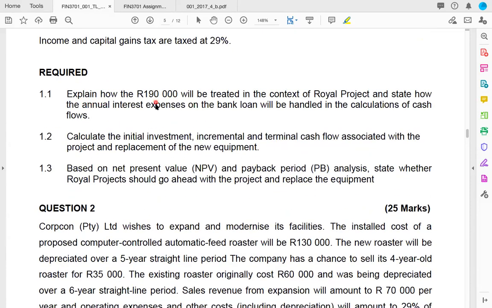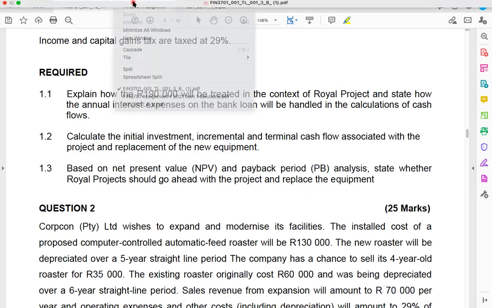Okay, so question 1.1 says, explain how the 190,000 will be treated in the context of Royal's project and state how the annual interest expense on the bank loan will be handled in the calculations of the cash flows. 1.2, calculate the initial investment, incremental and terminal cash flow associated with the project and the replacement of the new equipment. And lastly, 1.3, based on the net present value and the payback period analysis, state whether Royal's project should go ahead with the project and replace the equipment. So we've been asked to look at 3 questions here.